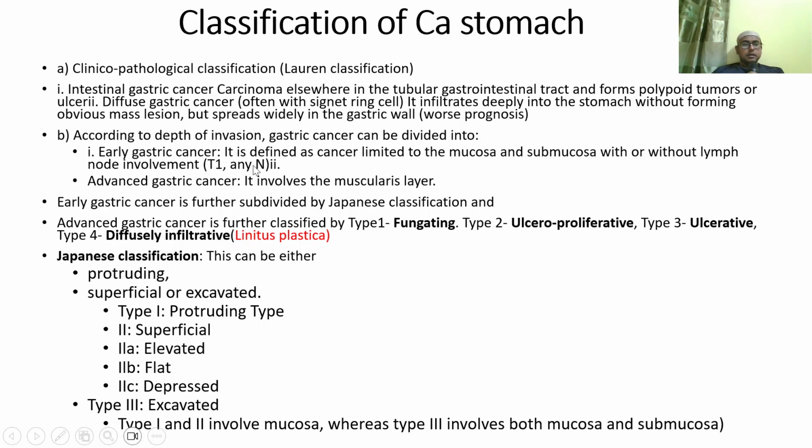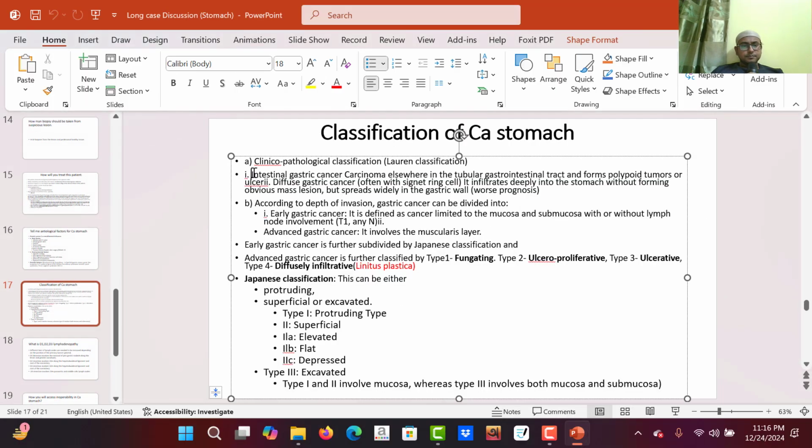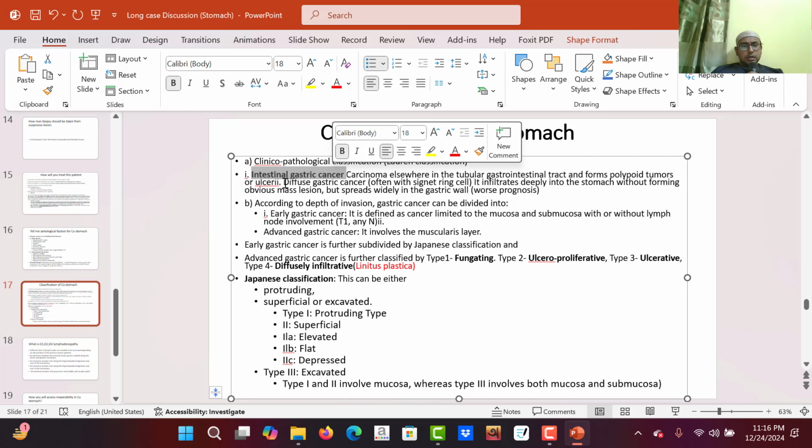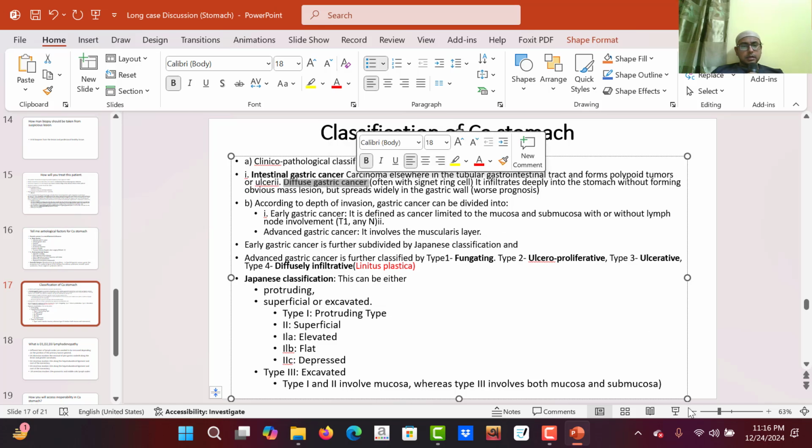And the classifications, yes, you're in the question-answer sessions. If you go through previous questions, some teacher will ask you, can you explain the classifications of carcinoma stomach? Yes, because there is a clinico-pathological classification which is also called the Lauren classification: intestinal gastric cancers and diffuse gastric cancers. Okay, let me highlight it.